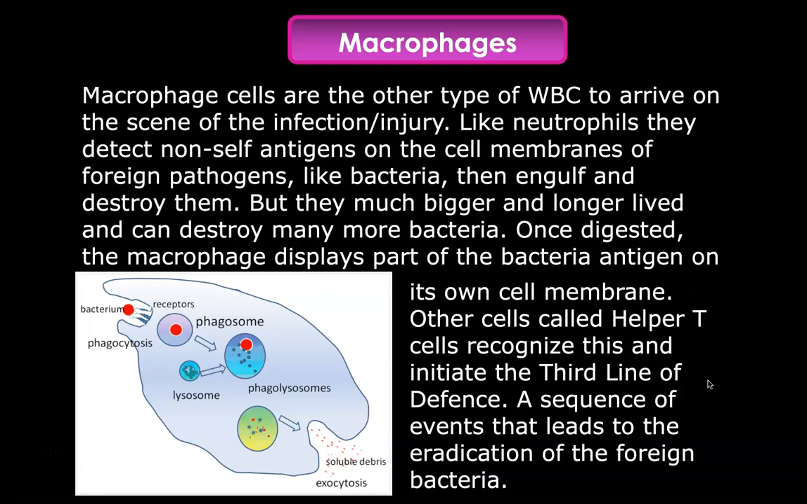Other cells, called helper T cells, recognize this foreign antigen, and between the helper T cell and the macrophage, they together initiate the third line of defense. That third line of defense we'll talk about more tomorrow in the next lesson, and that's just a sequence of events that leads to the complete eradication of foreign bacteria, but that's a much more specific role.